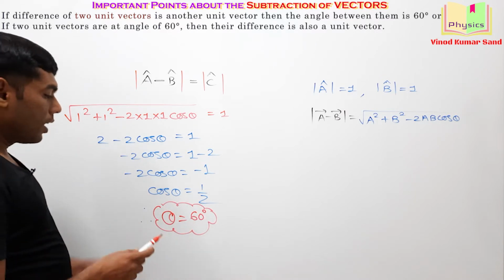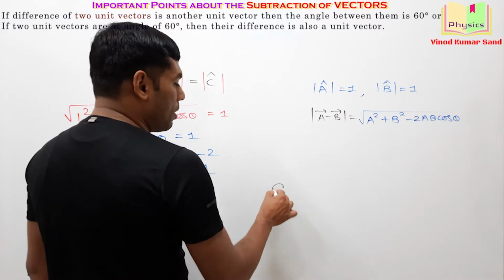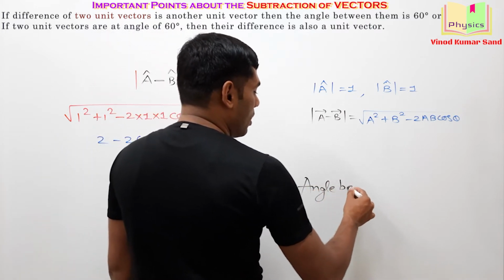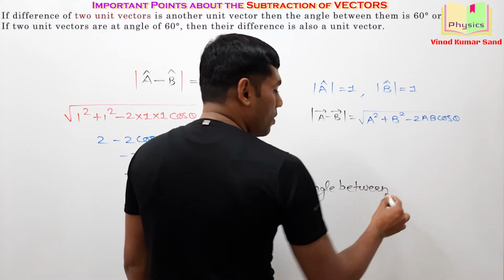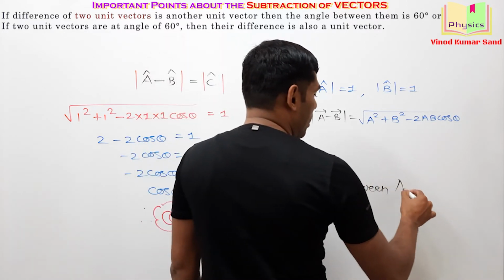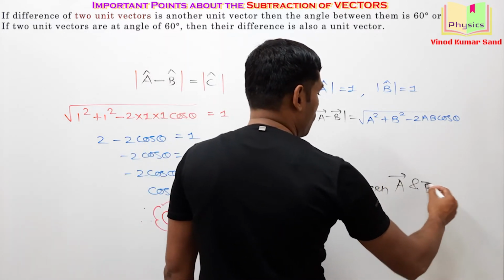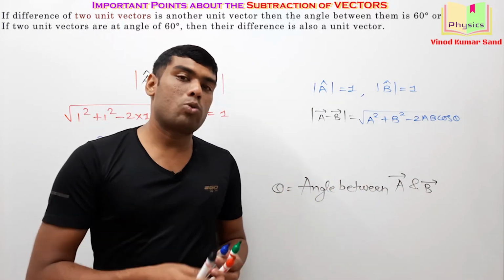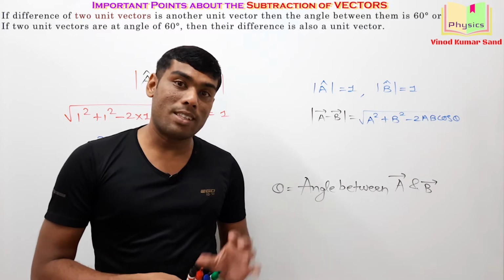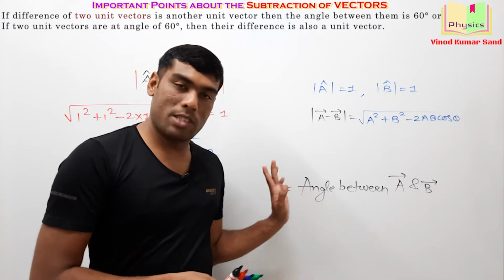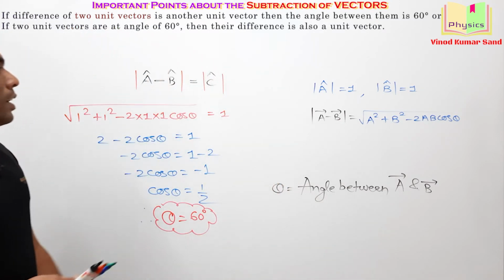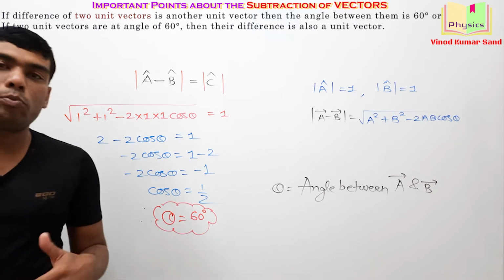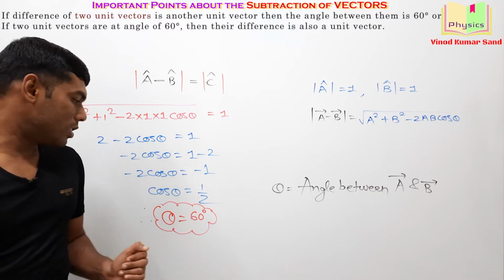Getting it? And we should always keep in mind that theta is the angle between a vector and b vector. Why am I emphasizing this again and again? Because students usually make mistakes in these calculations. So I am emphasizing, okay? You can note it down, and then we'll be taking up a few important questions.